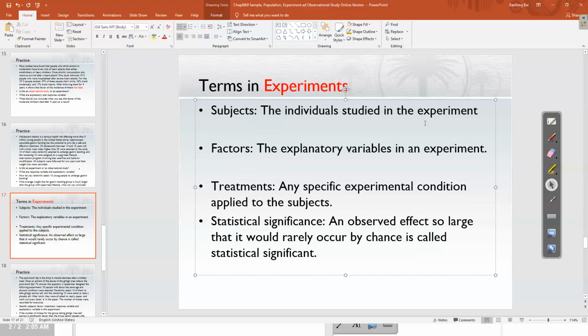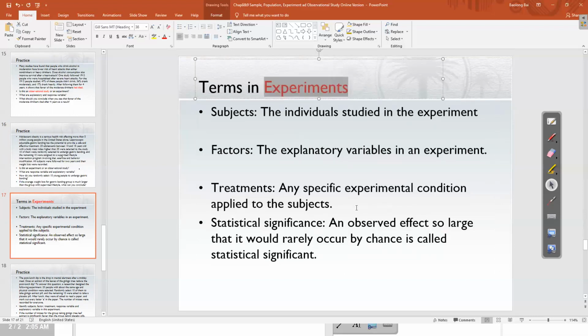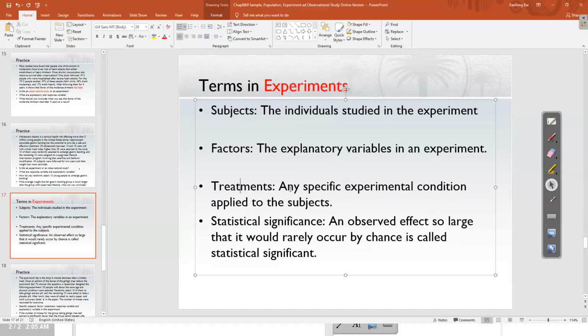Subjects: the individuals studied in the experiment. So whatever objects are being studied in the experiment, we call them subjects. And the factor: a factor is just another name for the explanatory variable. If you know what the explanatory variable is, that's the same thing as a factor if it's an experimental study. And treatment: any specific experimental condition applied to the subject. All right. So you could have one factor, but you could have many, many treatments for that factor.